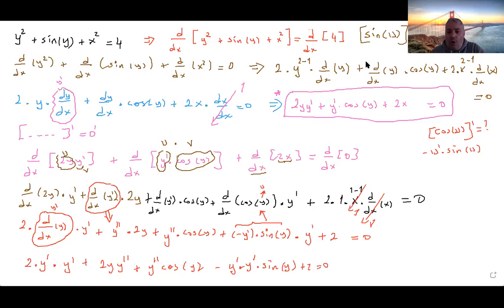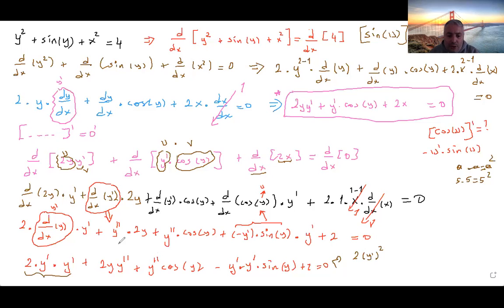Now, if I organize this, you know that if you multiply a times a, what will be? It will be a squared. Like 5 times 5 is equal to 5 squared. So if I multiply y prime and y prime, what will be? It will be y prime squared. So I'm writing this will be equal to 2y prime squared, which is this case. I finished. 2y prime, I can't do anything.